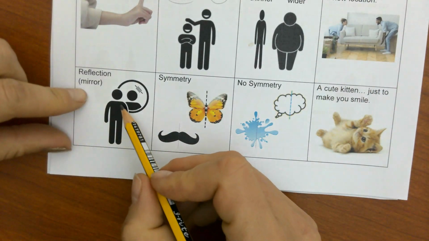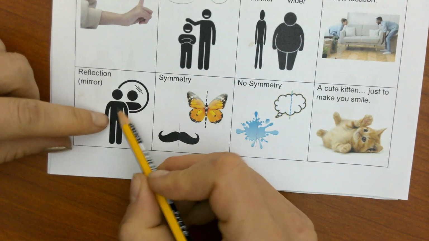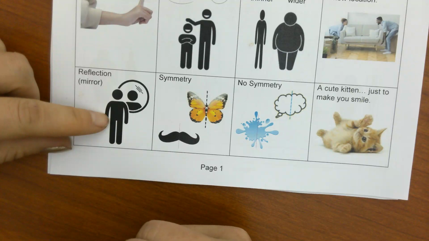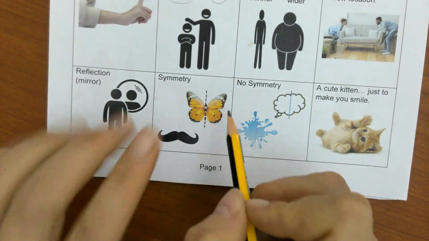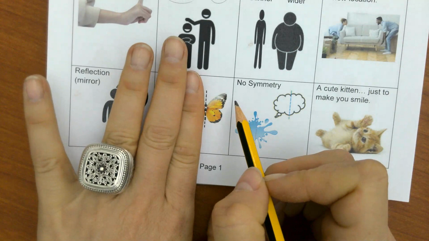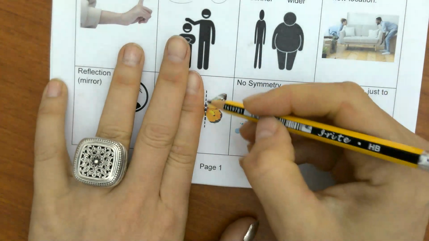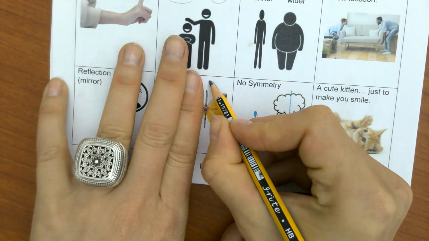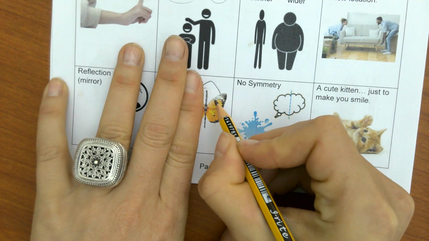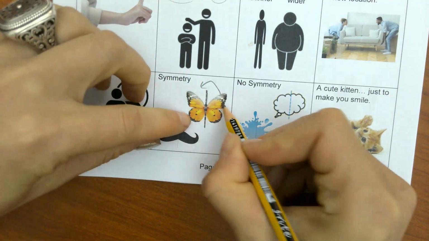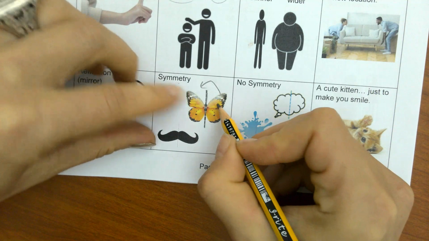Reflection. In a mirror you have your reflection and everything is exactly the same. So we have symmetry here. If I cover up this side of the butterfly, if I have this line and I reflect this side of the butterfly over to that side, it's exactly the same. And so this has symmetry.